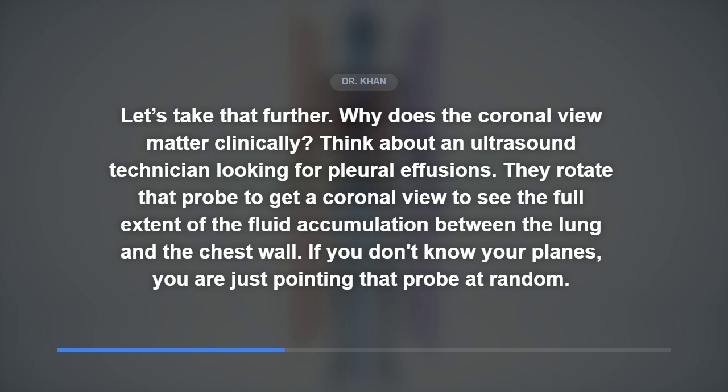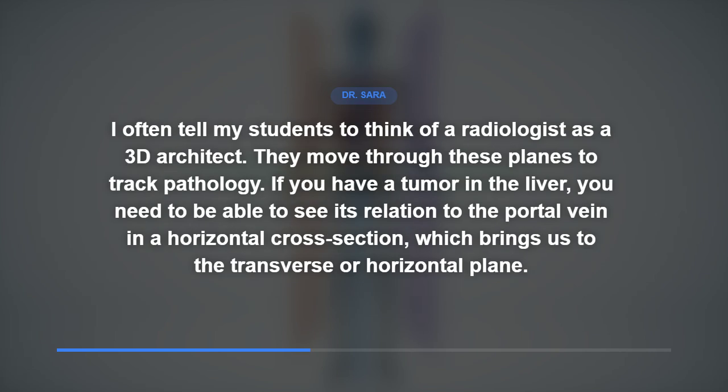Let's take that further. Why does the coronal view matter clinically? Think about an ultrasound technician looking for pleural effusions. They rotate that probe to get a coronal view to see the full extent of the fluid accumulation between the lung and the chest wall. If you don't know your planes, you are just pointing that probe at random.